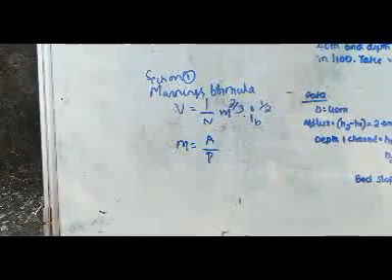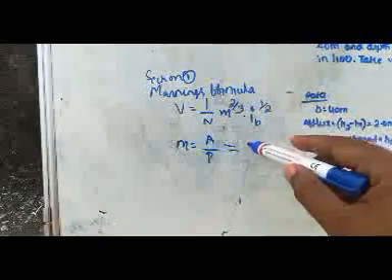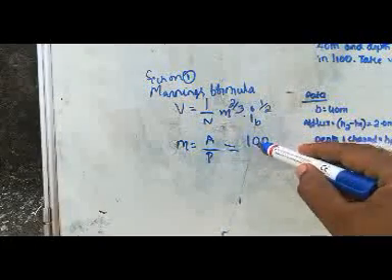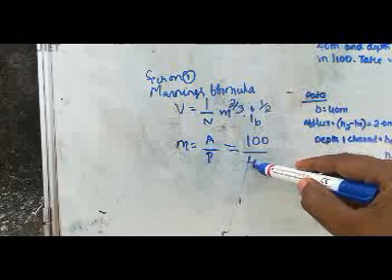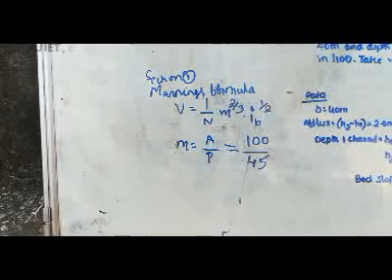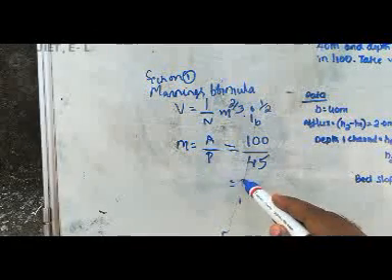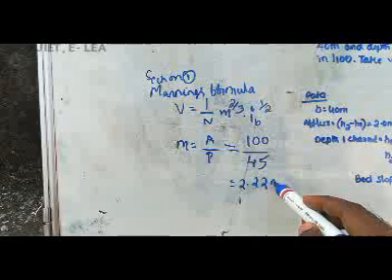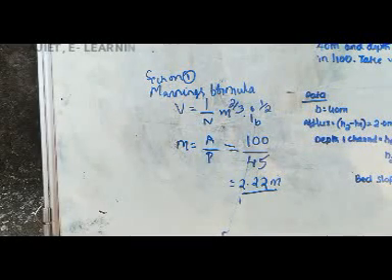So m is equal to A by P. The area of the rectangular section 1 is 100, divided by P, which we also calculated as 45. So the answer is 2.22 meter.